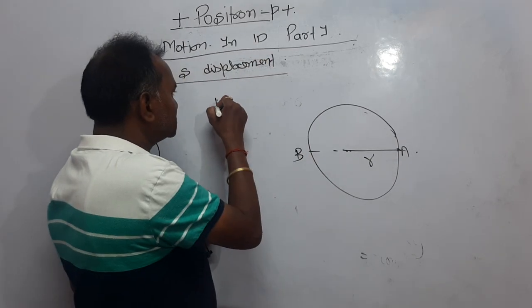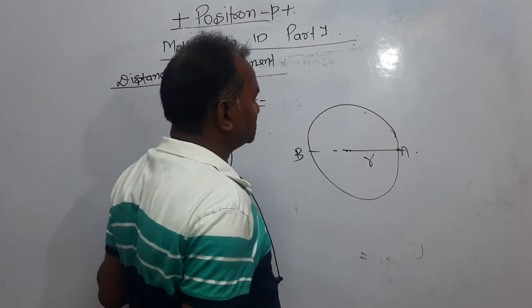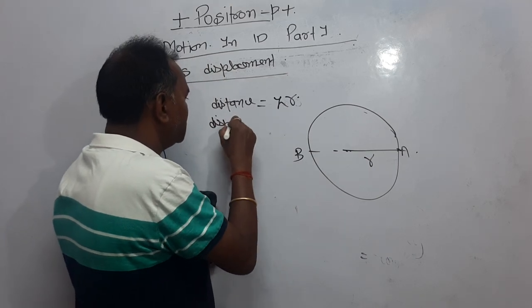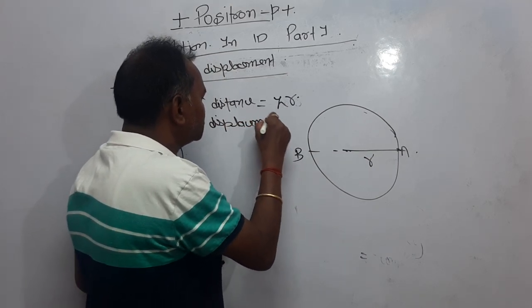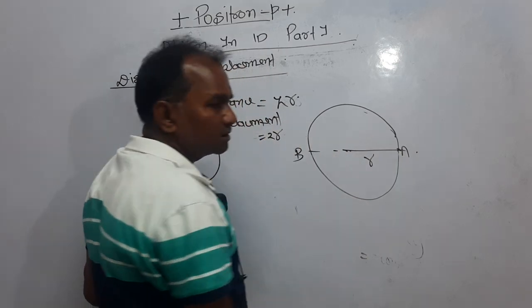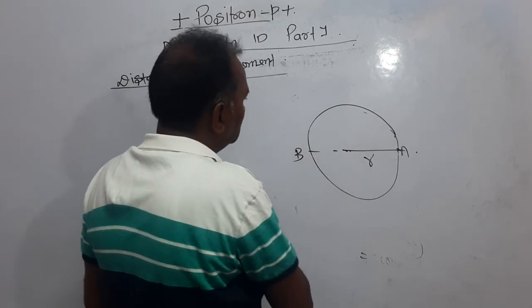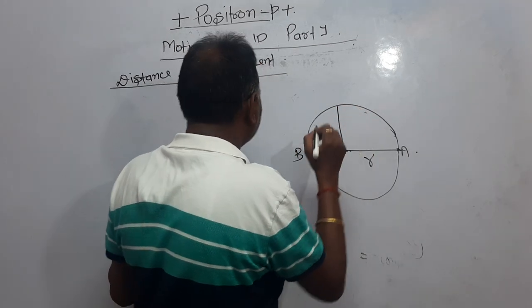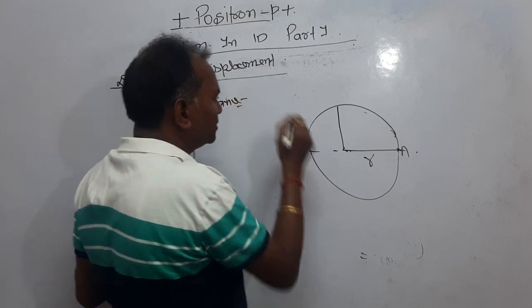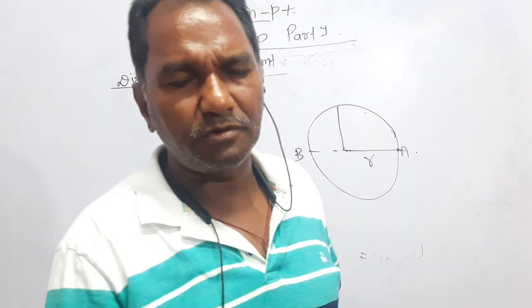Then the distance covered will be the perimeter in half the cycle, undoubtedly it is pi r. And displacement will be r plus r, that is 2r. Right? Dear students, in one quarter, distance will be, look here, in one complete cycle the distance traveled is 2 pi r.